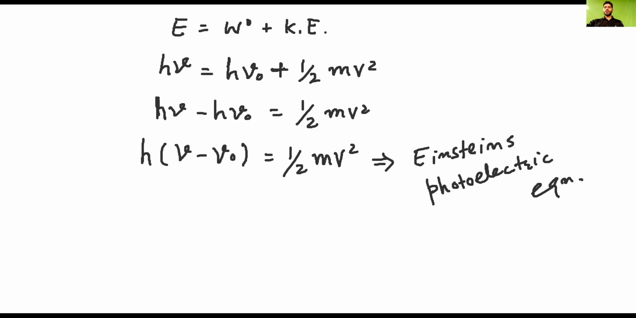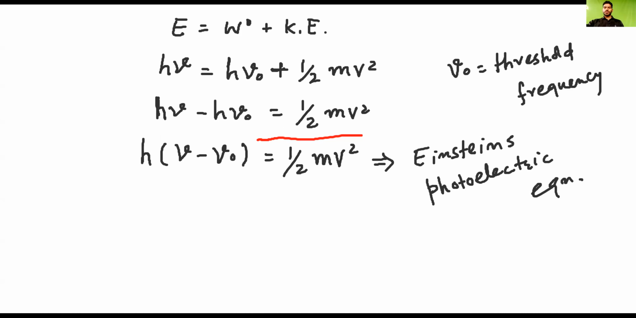And what is nu naught here? You already know, it is the threshold frequency. I have told you that the threshold frequency is the minimum frequency that's required to eject an electron from the metal surface, right? So this equation, Einstein's photoelectric equation, will be very important. I hope that you will remember this equation.